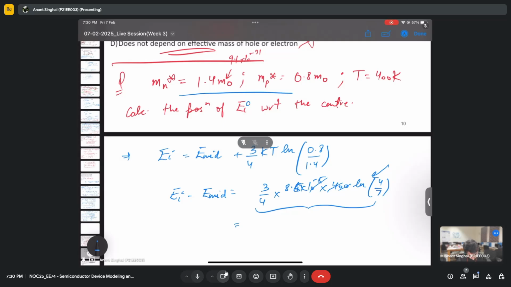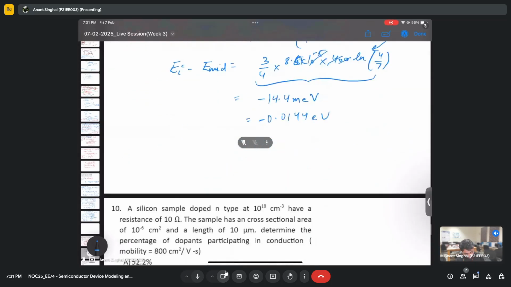So I'm getting minus 14.4 milli electron volt, or exactly, I'll write 0.0144 electron volt. I hope you all are also getting the same. Yeah, correct. So you see, we need to keep a lot of things in mind, like the effective mass. In general, in any numerical, if nothing is given, the effective mass is always equal. That is why we consider Ei in the middle by default.